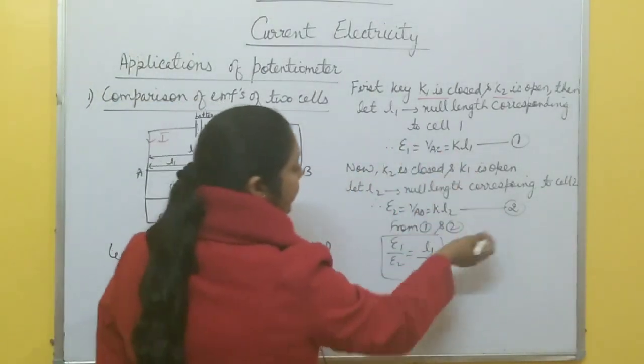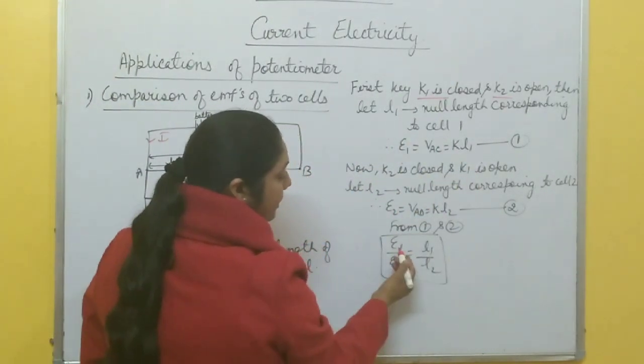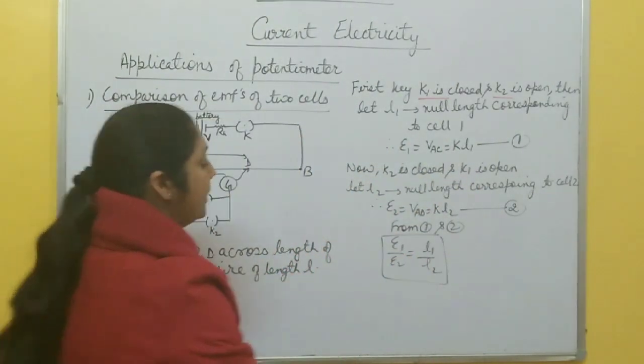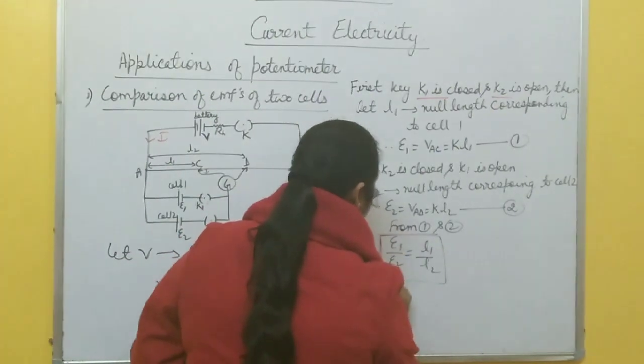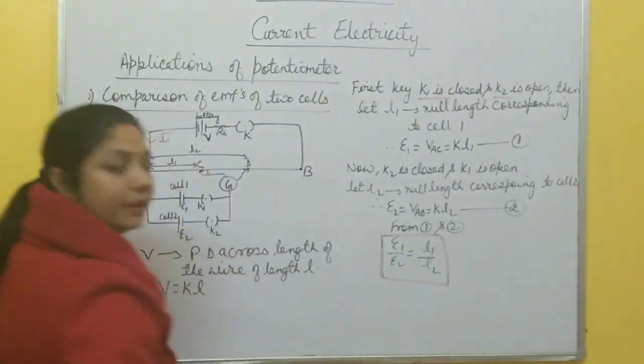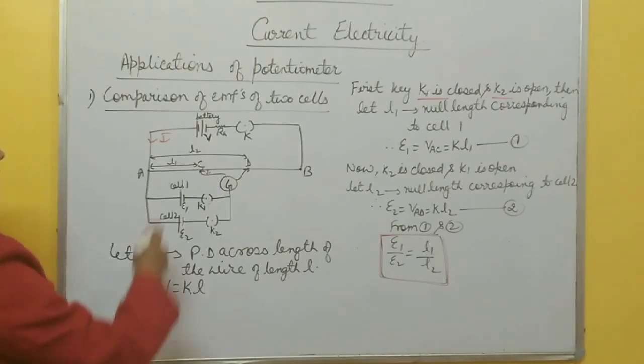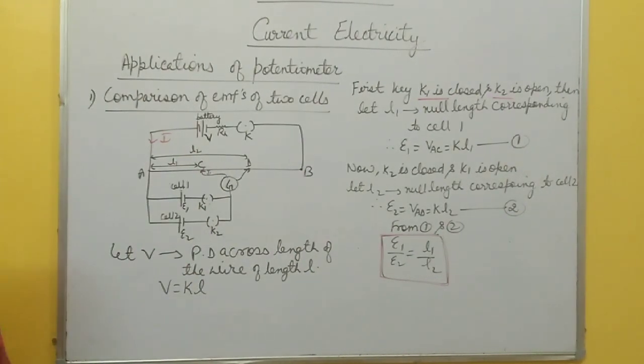Now from equation 1 and 2, you divide these two, you get E1 by E2 equal to L1 by L2. So L1 you know, L2 you know, you can compare the EMF of the two cells using this potentiometer, right? Please take a screenshot, it's very, very important, right?